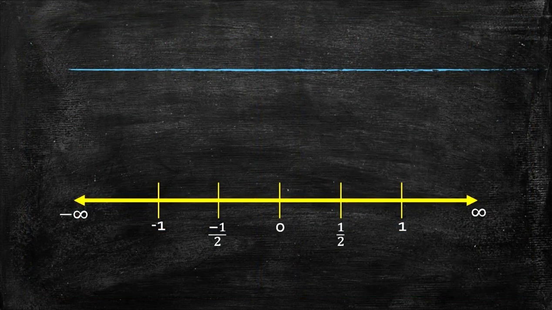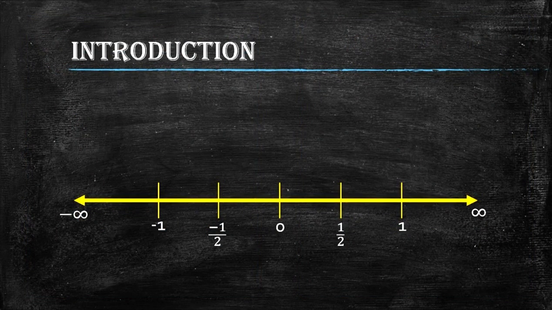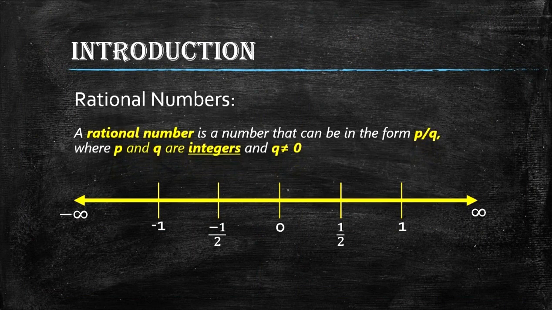Now, let's move to introduction part. Rational numbers. Definition of rational numbers. A rational number is a number that can be in the form p by q, where two conditions must be met. p and q are integers and q is not equal to 0. I'll repeat it once again. A rational number is a number that can be in the form p by q, where p and q are integers and q is not equal to 0.